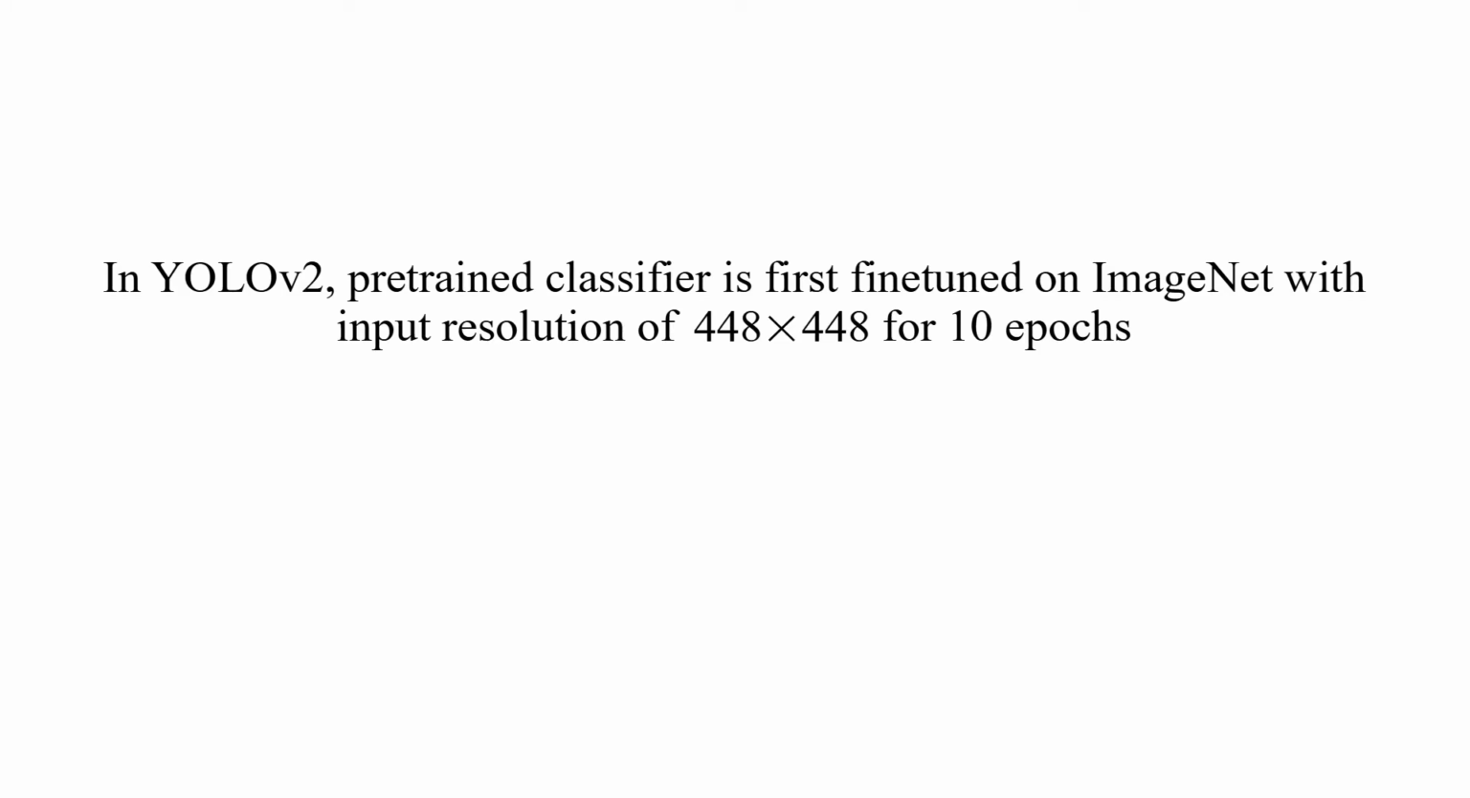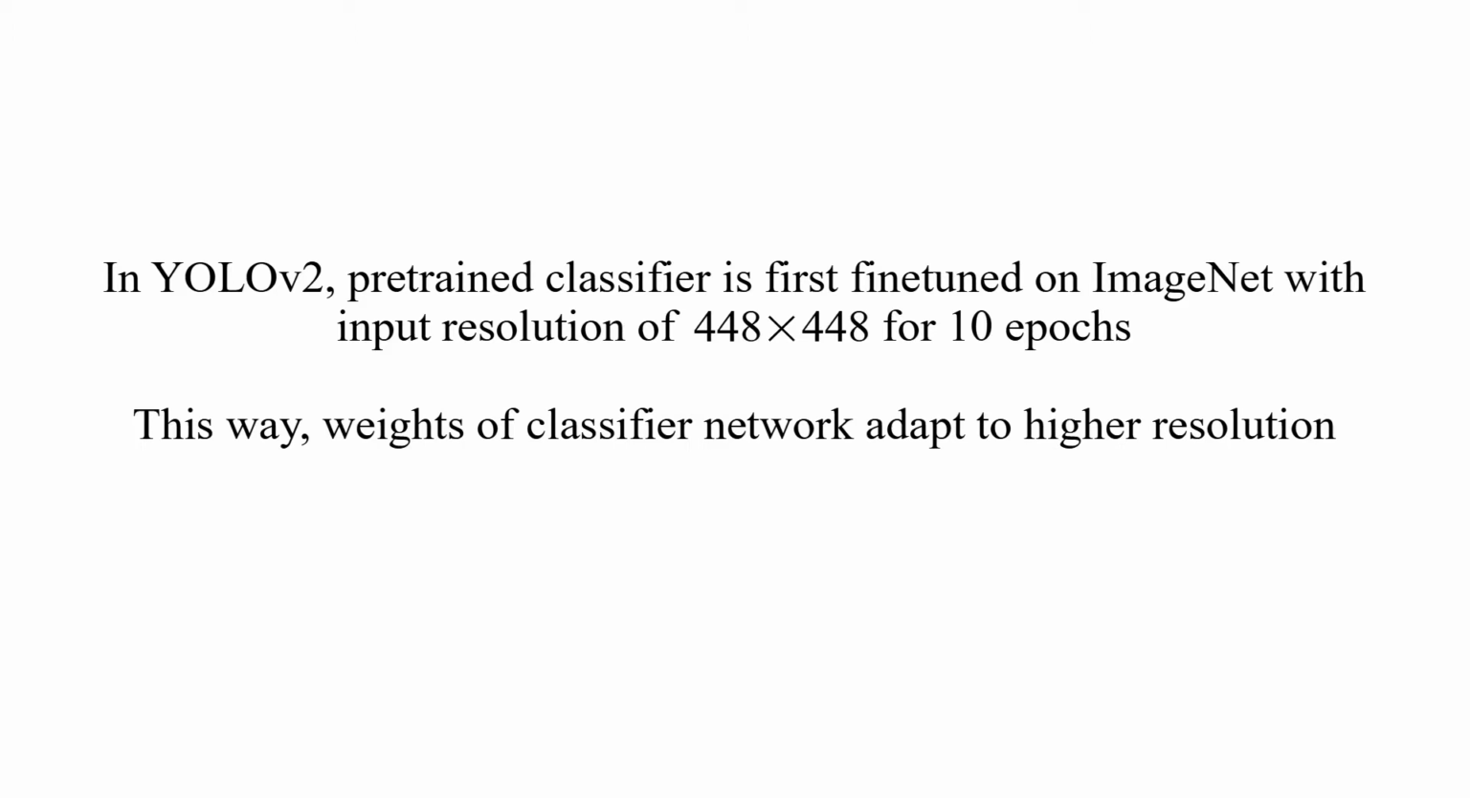In YOLO version 2, the pre-trained classifier is first fine-tuned on ImageNet with input resolution of 448 by 448 for 10 epochs. This way, weights of the classifier network adapt to higher resolution. Then the network is trained for detection.